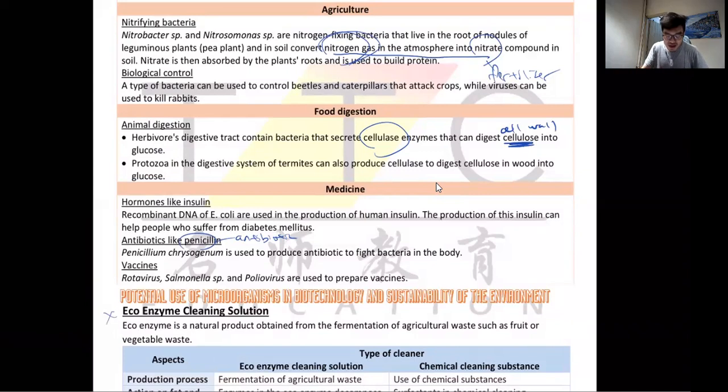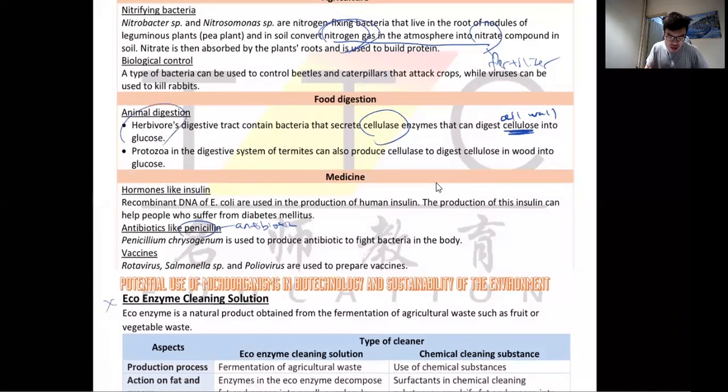So you see, cows can do this. Any herbivores, basically cows, goats, whatever, have this bacteria living inside them to help them break down cellulose, the cell wall. Unfortunately, another insect has this function too, which is termite.